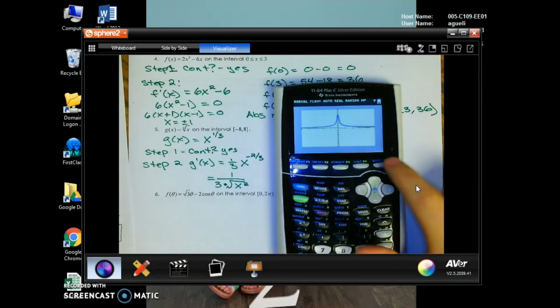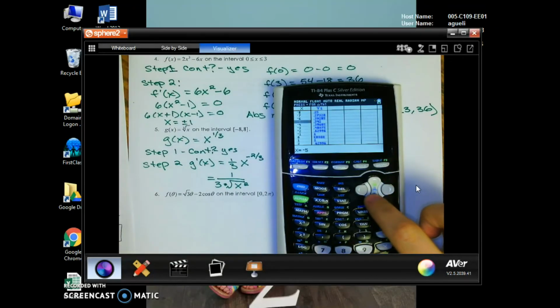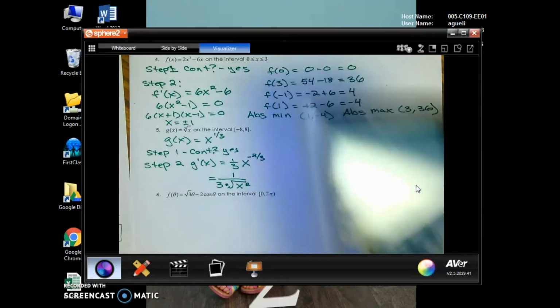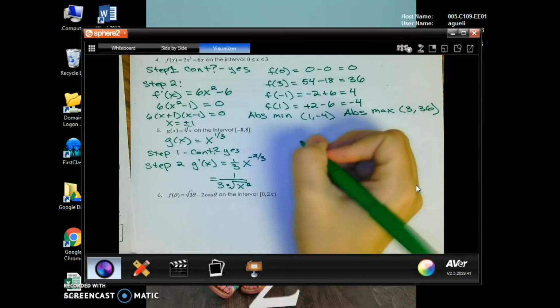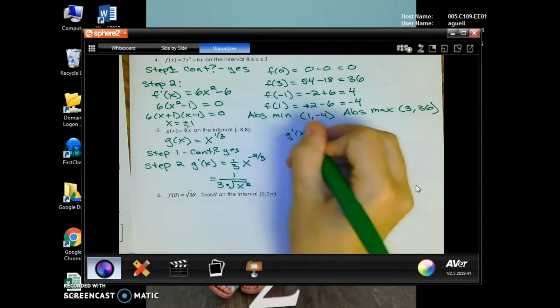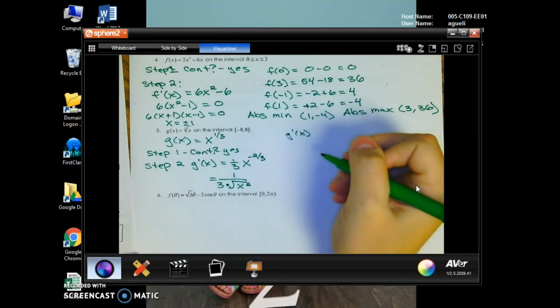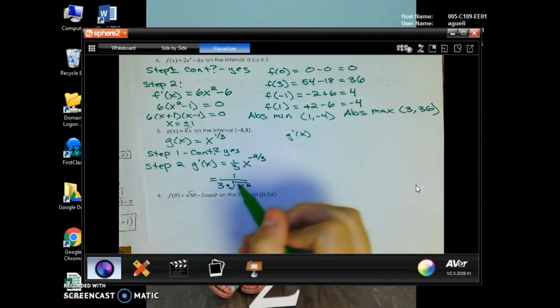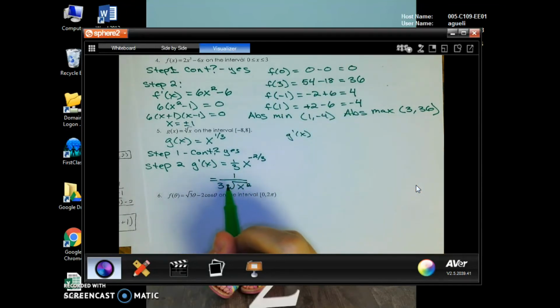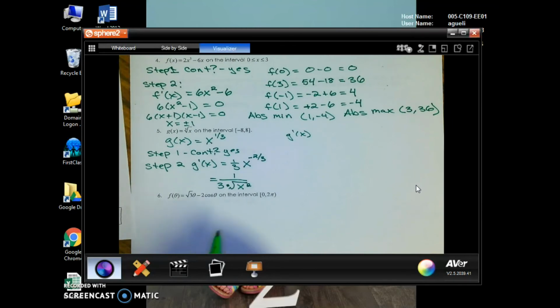If I want to see what's going on right at 0, I can look at the table. At 0, there was an error on the table, because we're not allowed to divide by 0. So it's not so much where the derivative equals 0. In this case, it's where the derivative does not exist. So we are going to say that the derivative does not exist at what value? Well, that was at x equals 0. It does not exist when you divide by a 0. Again, we talked about fractions, and you're not allowed to divide by 0.